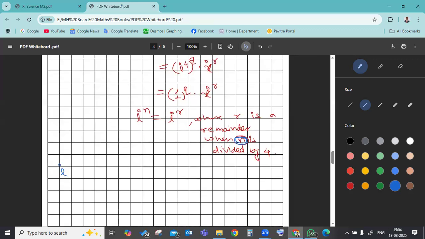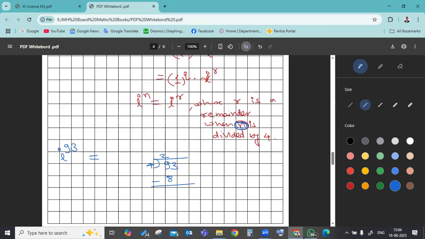For example, to find i raised to 93, right? We divide simply 93 by 4. See, 4 to the 8, remainder 1. Now copy the 3. 4 3 is 12, minus 12, remainder 1. So quotient obtained here is 23, remainder here is 1.